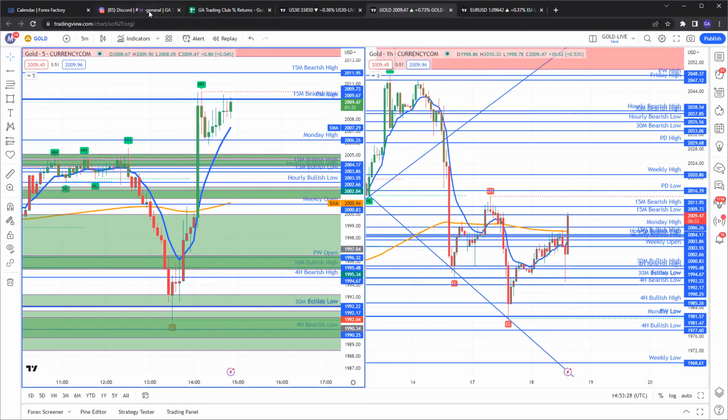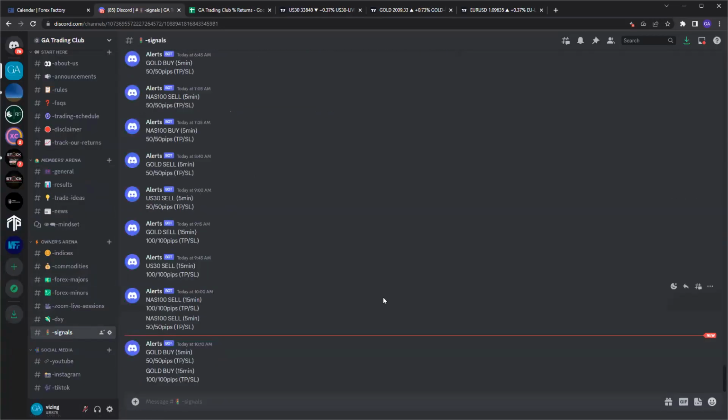Same thing, I repeat, keep an eye out on the signals that come out during mid-Asia, so between 7 p.m. Eastern Standard Time and 1 a.m. Eastern Standard Time. The other thing to look out for, you see how we had a gold buy on the 5-minute and a gold buy on the 15-minute here. Also watch out for these ones. If you see an asset has a buy or sell on the 5-minute time frame, and then soon after you have the same direction signal on the 15-minute time frame, that is another high probable entry.